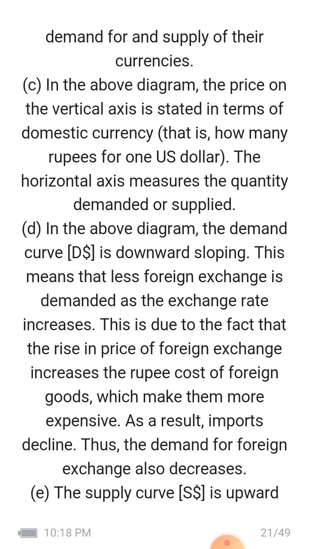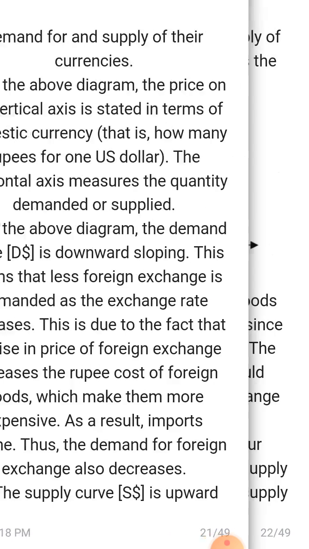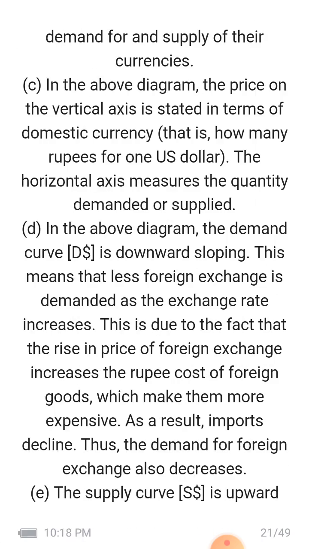In this diagram, the demand curve, this is D dollars, is downward sloping, and this means that less foreign exchange is demanded as the exchange rate increases. This is due to the fact that a rise in the price of foreign exchange increases the rupee cost of foreign goods, which makes them more expensive. As a result, imports decline. Thus, the demand for exchange also decreases.